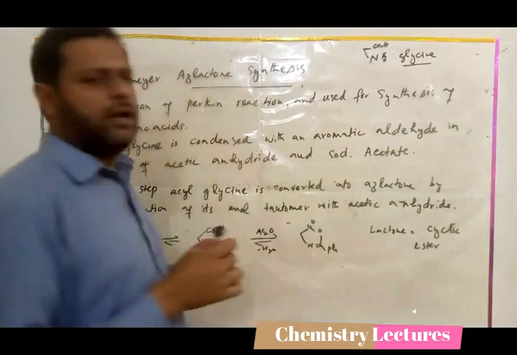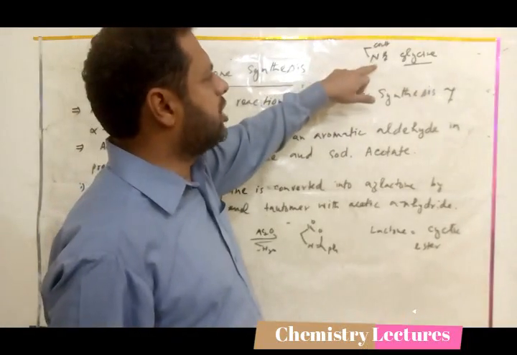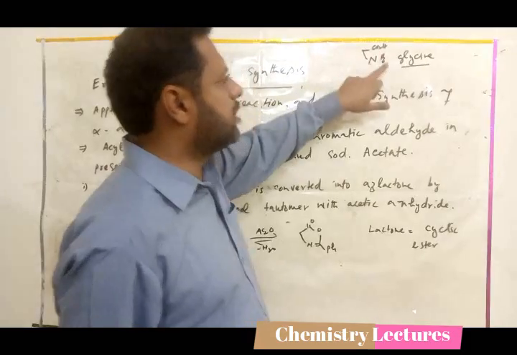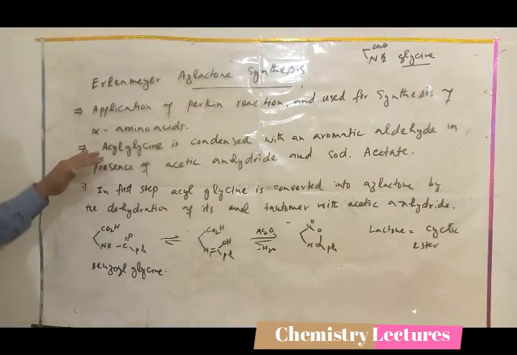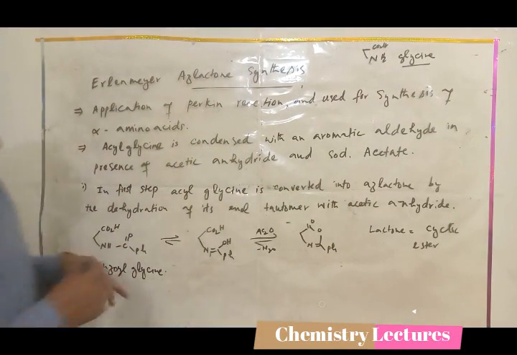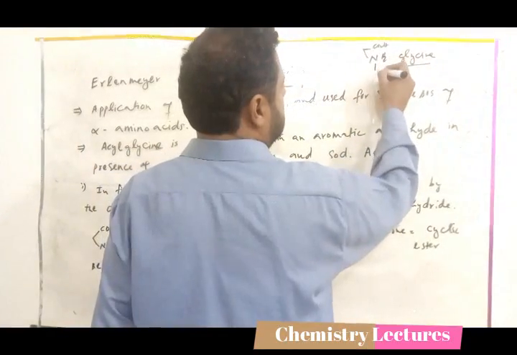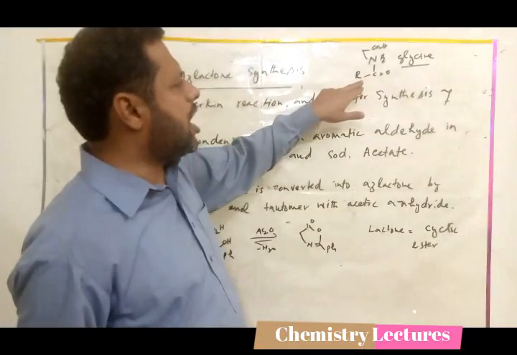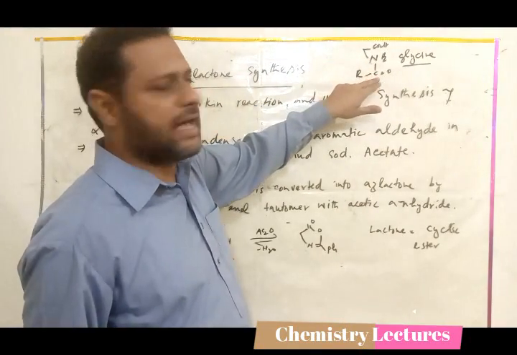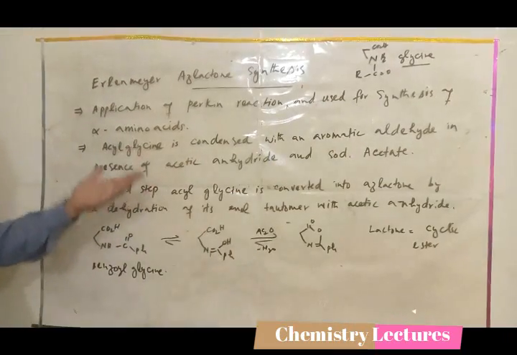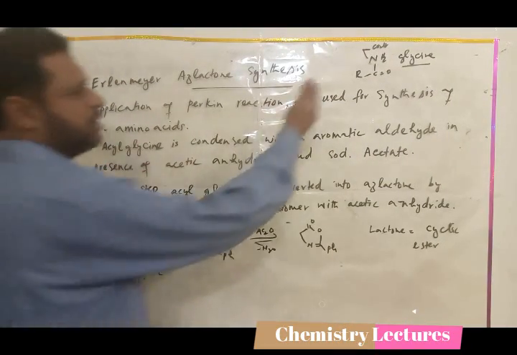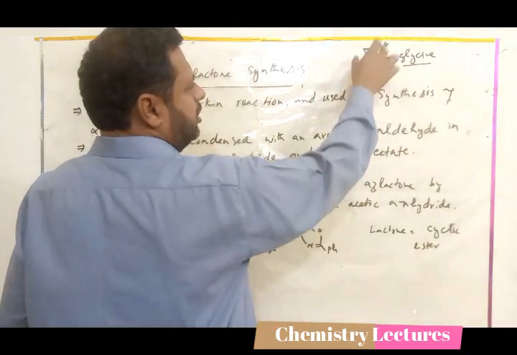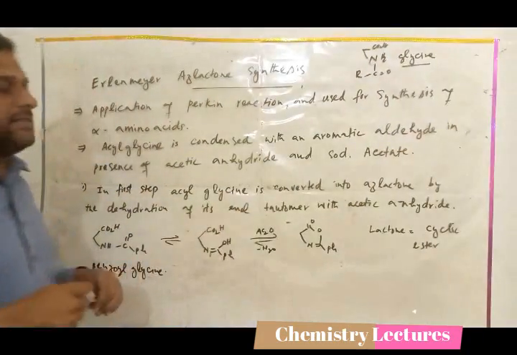You know that any amino acid must have an amino group and a carboxylic group. So this is glycine, which has the amino and carboxylic acid groups. When you treat any acyl glycine, meaning any glycine which has a COR group, that is, when a COR group is attached to glycine, it is called acyl glycine. You can use any R group here.